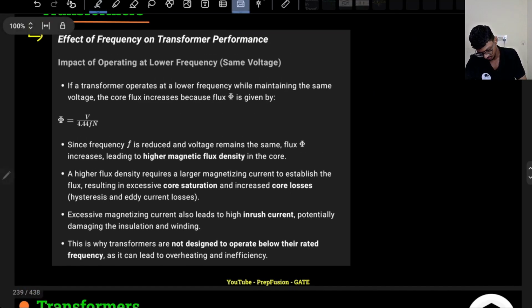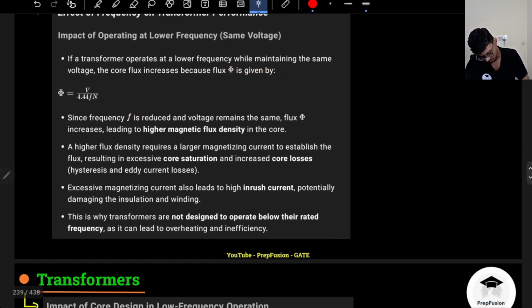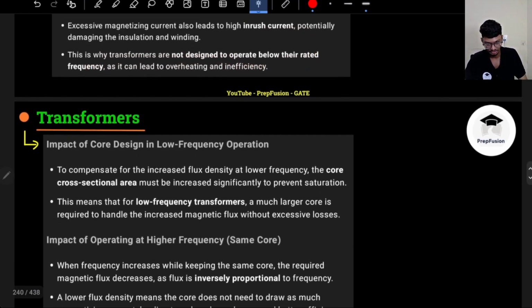So effect of frequency: what happens if you operate at low frequency? The magnetizing current will be higher. That is why transformers are not designed to operate below their rated frequency. So we rarely operate transformers below their rated frequency, because the magnetizing current will increase, everything will increase. So we don't use it at low frequency operation.